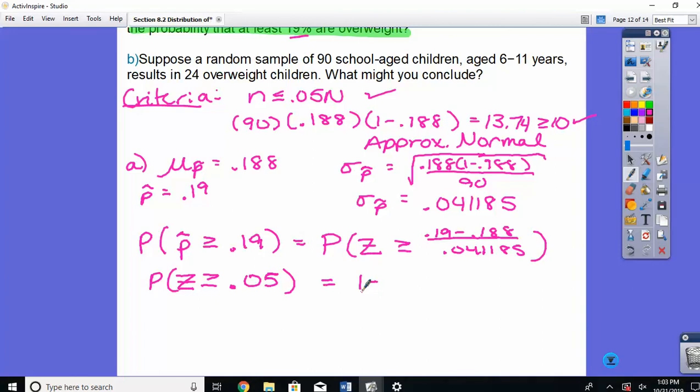1. Okay, so if we look in our table, to do greater than, we do 1 minus. The probability from the table is 0.5199. So subtract and we get 0.4801. So we have in our sample of 90 children, there's about a 48% chance that at least 19% of them will be overweight.